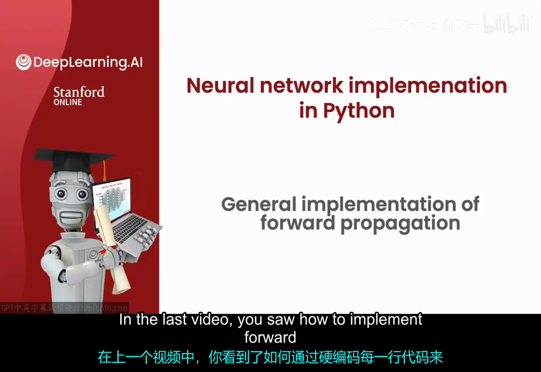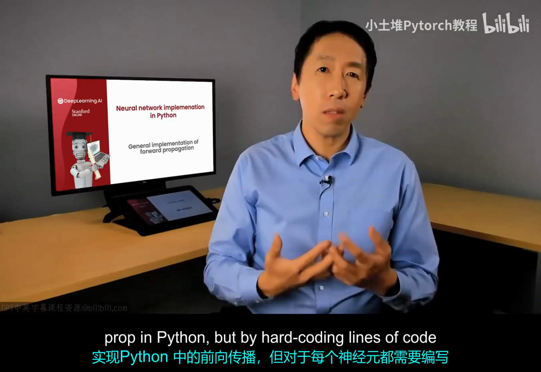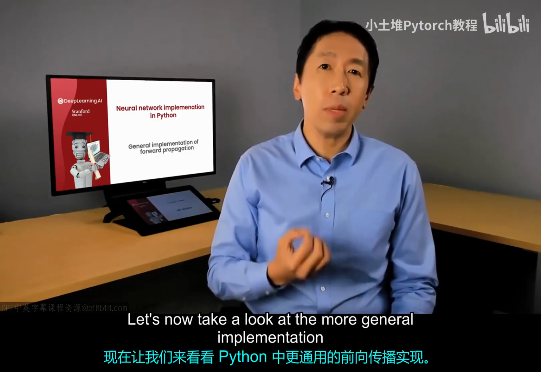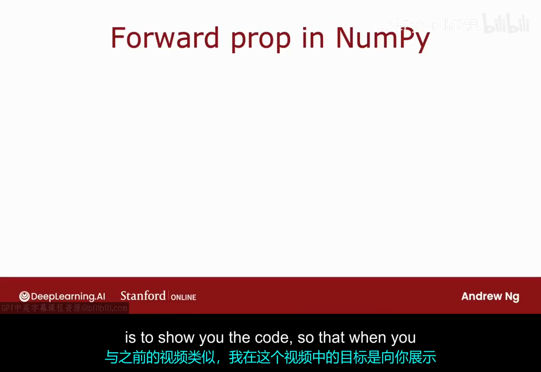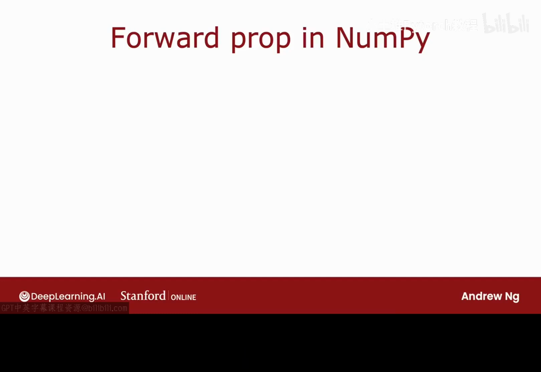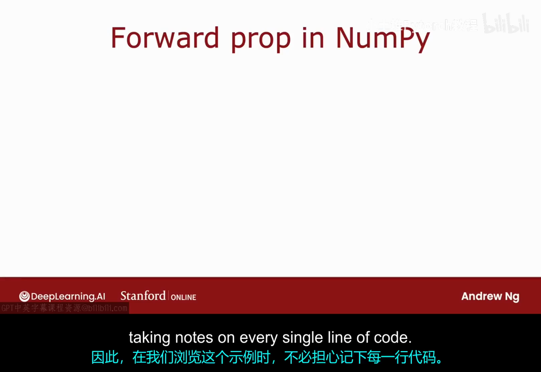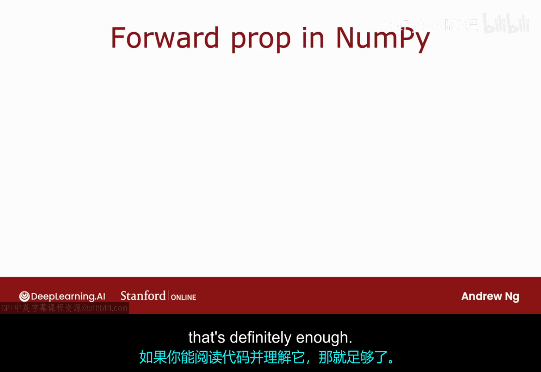In the last video, you saw how to implement forward prop in Python, but by hard coding lines of code for every single neuron. Let's now take a look at the more general implementation of forward prop in Python. Similar to the previous video, my goal in this video is to show you the code so that when you see it again in the practice lab and the optional labs, you know how to interpret it. So as we walk through this example, don't worry about taking notes on every single line of code. If you can read through the code and understand it, that's definitely enough.